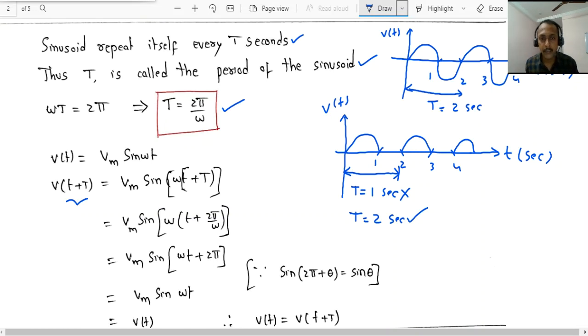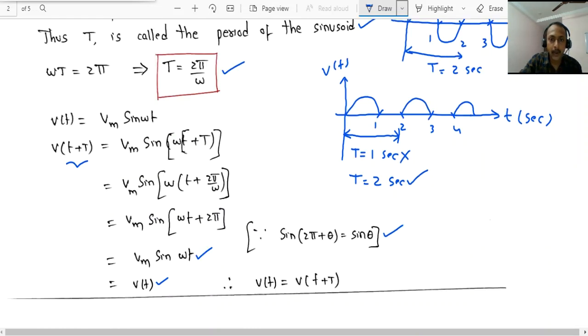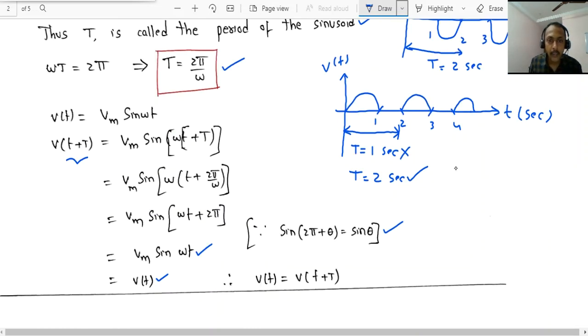But from trigonometric basics, we know that sine of 2 pi plus theta equals how much? Sine theta. Very, very important. Sine of 2 pi plus theta is equal to sine theta. Based on that, sine of omega t plus 2 pi now becomes Vm sine omega t. But from the first step, this represents nothing but V of t. Therefore, we can conclude that V of t is the same as V of t plus capital T.